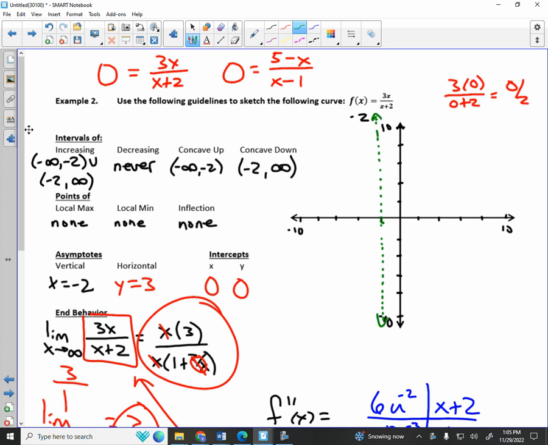What do you want to graph next? The horizontal asymptote.